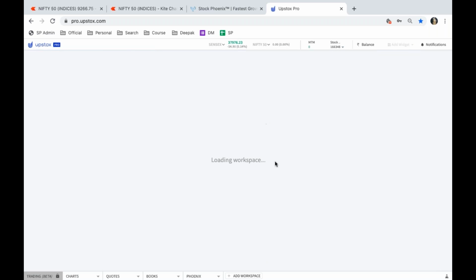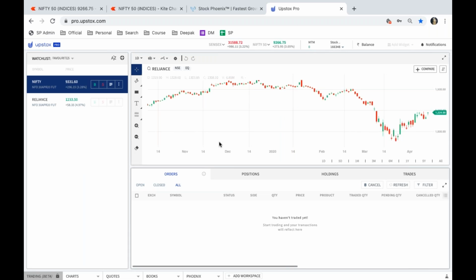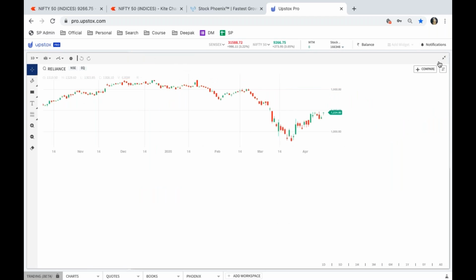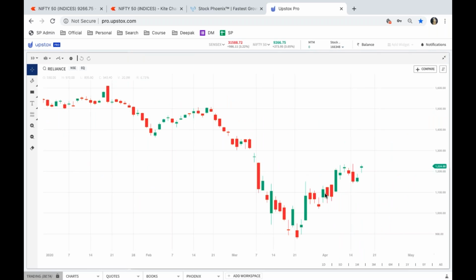There's no homework. What you can do is take screen prints of these indicators which you are identifying, and you can start posting in the groups, and you can start observing that. Others can answer.